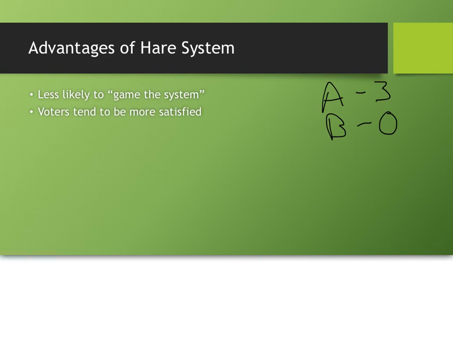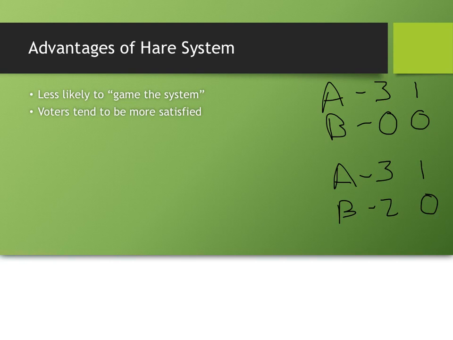Because if it's going to be a runoff system, eventually this is going to turn to 0 and 1, regardless of whether you ranked A as 3 and B as 0, or if you ranked A as 3 and B as 2. All right, you're still going to end up as 0, 1. So it is a little bit less likely to be gamed. Although, again, any system can be gamed a little bit.